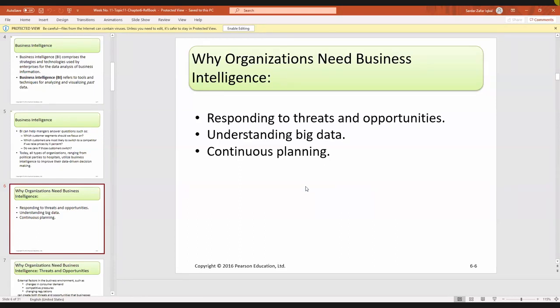Changing regulations: the rules and regulations of the country, and the international rules and regulations, every country has its own. Sometimes this becomes a challenge, a threat, and sometimes an opportunity as well. But we can find out, we can analyze this through data using business intelligence techniques and different tools.